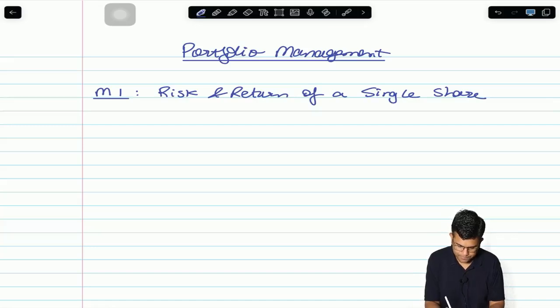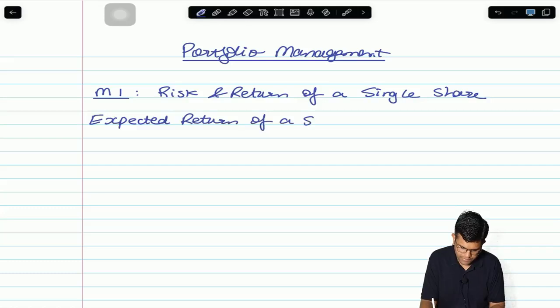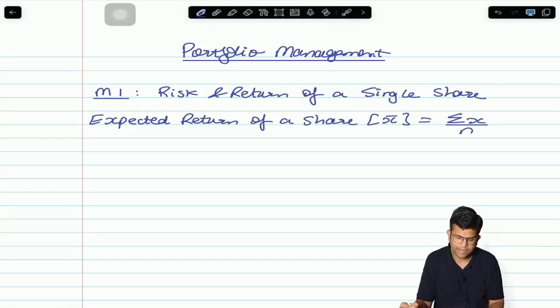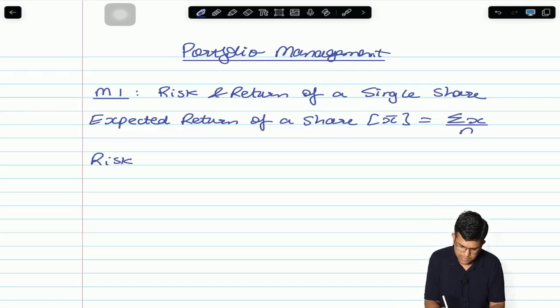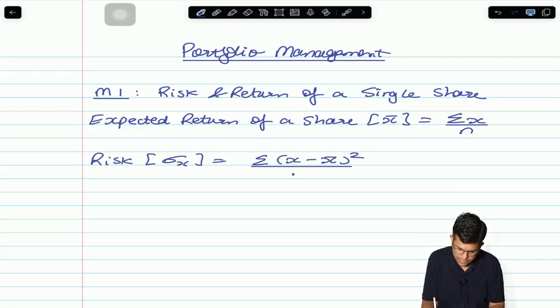In that, write down expected return of a share, bracket x bar is equal to summation x by n. Risk, bracket sigma, is summation x minus x bar the whole square upon n, the whole under root.